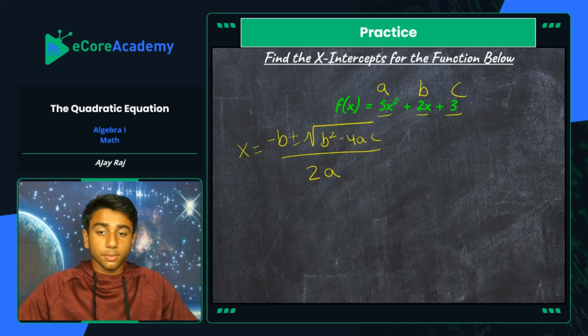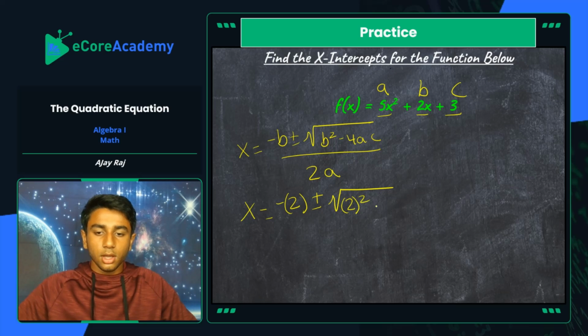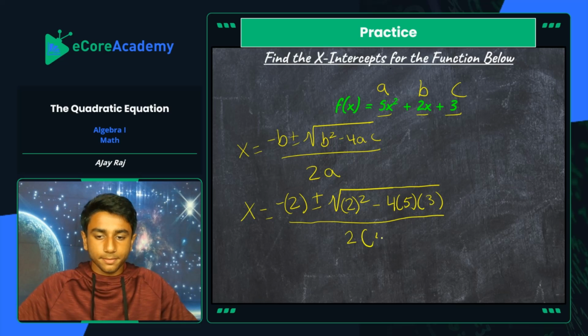So let's start plugging in what we know. We know that x equals negative b, that's going to be negative 2, plugging in 2 here, plus or minus the square root of b squared, which is 2 squared, minus 4 times 5, which is our a value, and then 3 is our c value, so minus 4ac. Extend that radical. And then that's over 2 times a, so 2 times 5.